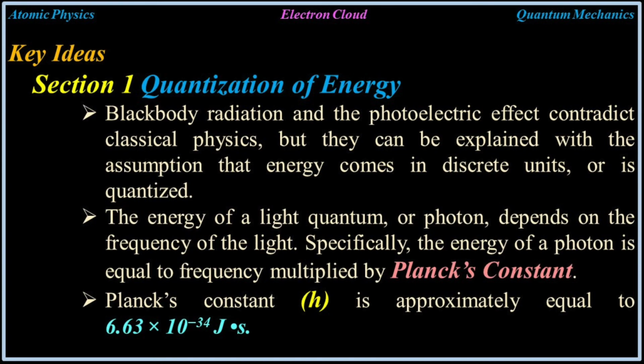Key ideas, Section 1, quantization of energy. Blackbody radiation and the photoelectric effect contradict classical physics, but they can be explained with the assumption that energy comes in discrete units or is quantized. The energy of a light quantum or photon depends on the frequency of light. Specifically, the energy of a photon is equal to frequency multiplied by Planck's constant. Planck's constant h is approximately equal to 6.63 times 10 to the negative 34 joule seconds.